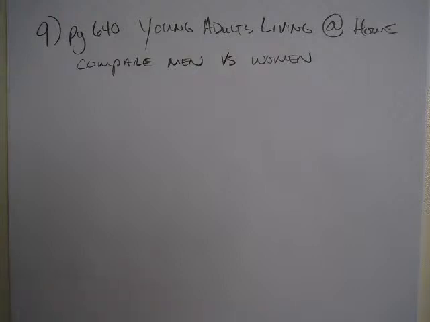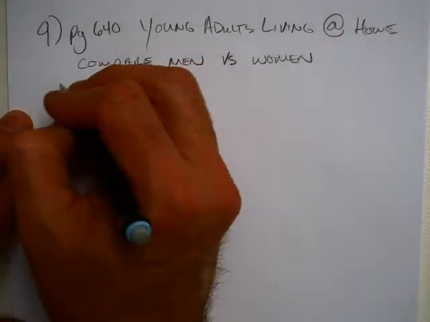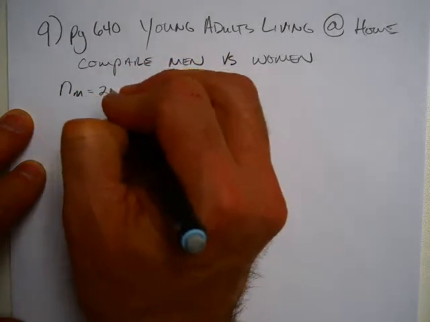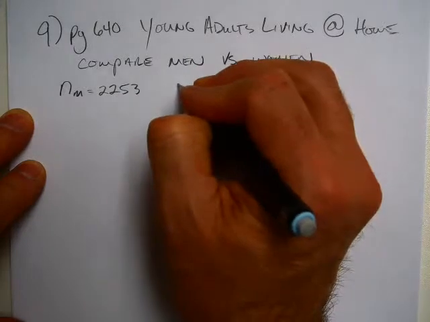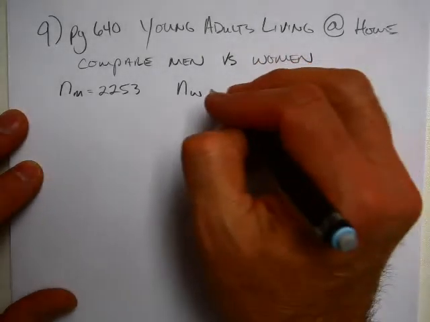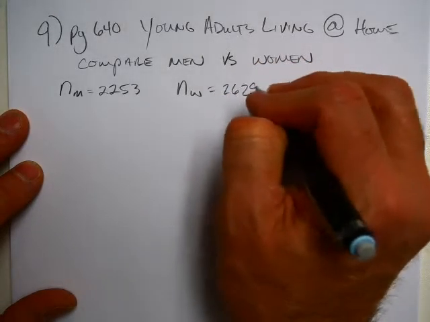So in this problem, it says that a surprising number of young adults, ages 19 to 25, still live at their parents' homes. The National Institute of Health surveyed an independent random sample of 2253 men and 2629 women in this age group. So I'm going to write something down here. I've got the number of men, it was 2253, and the number of women, instead of using 1 and 2, I'm going to use some variables, is 2629.